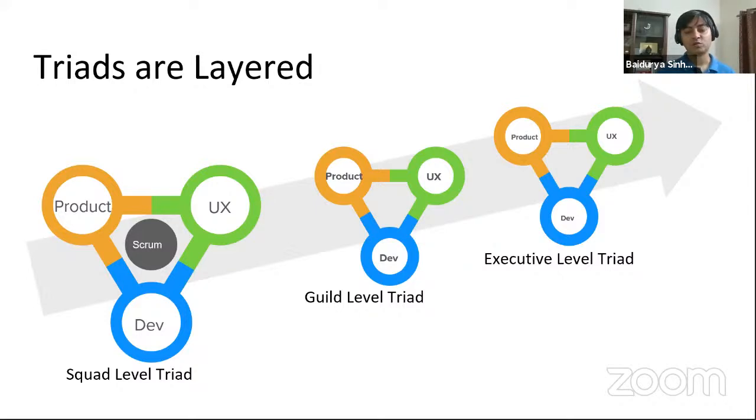And a triad can also be there at a guild level. We'll look at what a guild is. Triads can also be at an executive level, like a chief user experience officer, chief product officer, and chief technology officer. That can also be a triad. And the triads at different levels maintain health and consistency, and also look at the bigger picture. So the leadership triads are focused on the bigger picture, right? How it works across different products, across different business units.